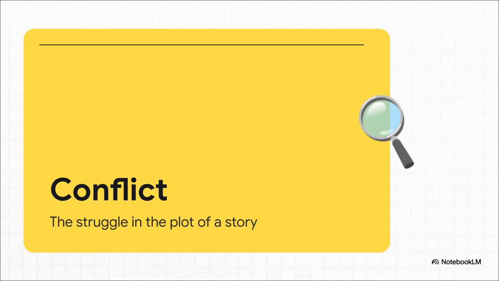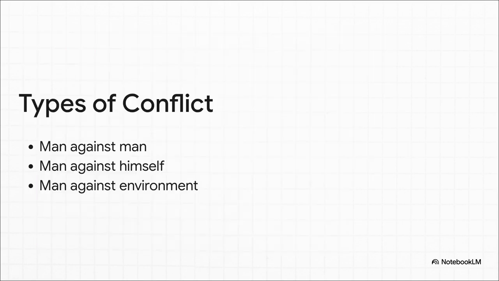Okay, so we have characters talking on a set, but what are they actually doing? Well, they're dealing with conflict. At the very heart of the plot's architecture is a struggle. It's the main problem, whether that's a deep moral dilemma or a literal physical fight. Frankly, without this friction, there's just no drama. It's that simple. And this brilliantly illustrates how that struggle generally breaks down.